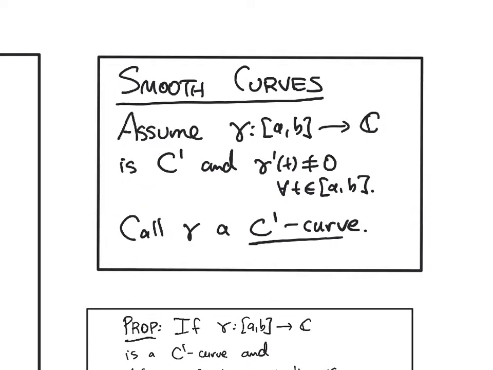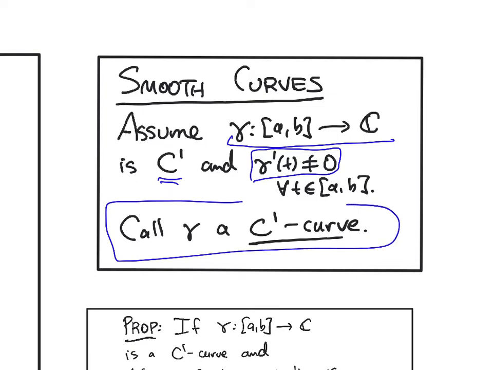So let's say we have gamma defined on the interval [a,b], and it's C1. And we usually include this condition that its speed, or its velocity, is never zero, so gamma prime of t is never zero. And such a curve we'll call a C1 curve. I think some books, like Rudin, call this a path.